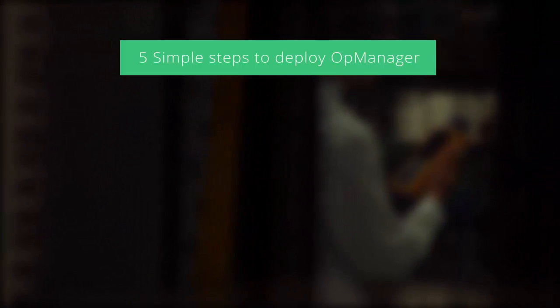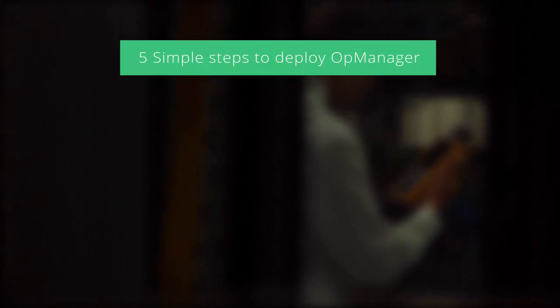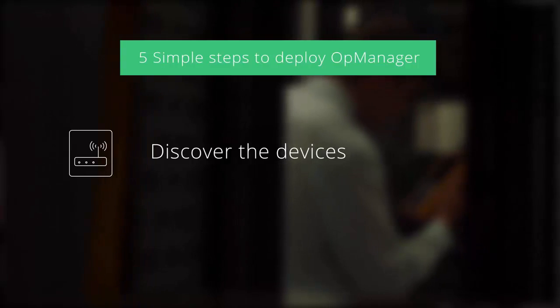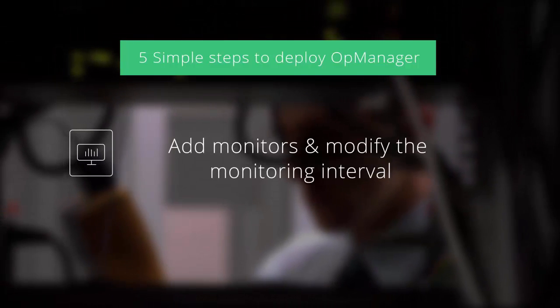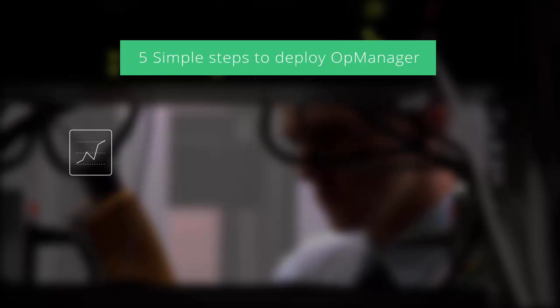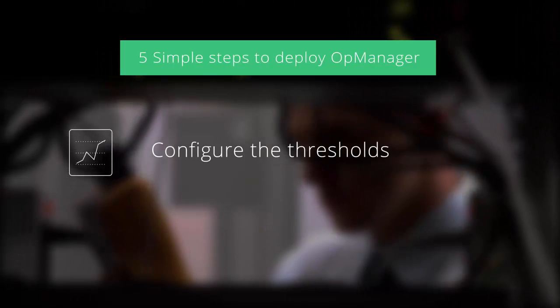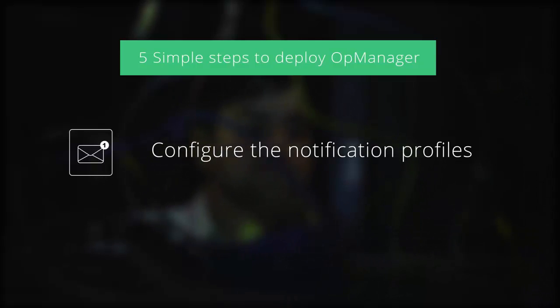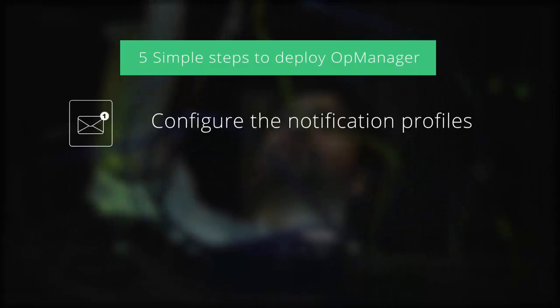Deploy OpManager in 5 simple steps. First of all, configure the credentials. Next, you have to discover the devices. Then add monitors and modify the monitoring interval. Then configure the thresholds. Finally, configure the notification profile to get instant email notification of the faults.